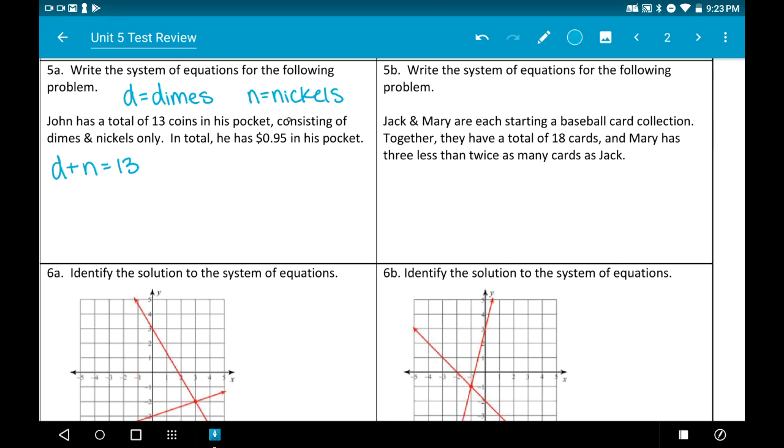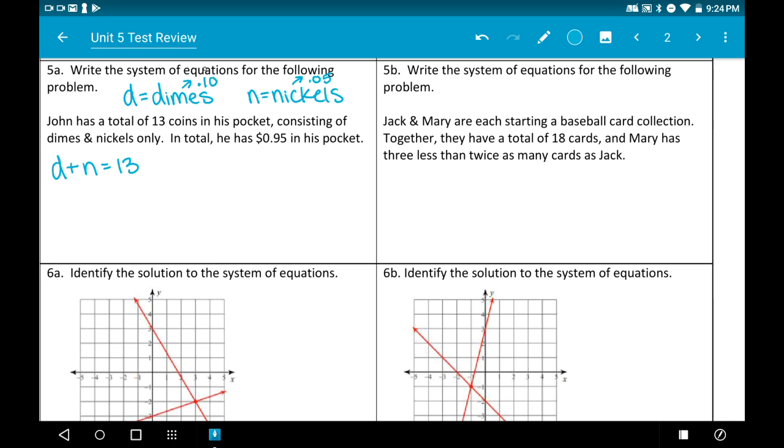Now the second, he has 95 cents in his pocket. For this, we need to know how much a dime is worth and how much a nickel is worth. So a dime is 10 cents, which is 0.10. And a nickel is 5 cents, so that would be 0.05. With nickels, make sure you're not putting 0.5 because that would represent 0.50, so 50 cents. And nickels are not worth 50 cents.